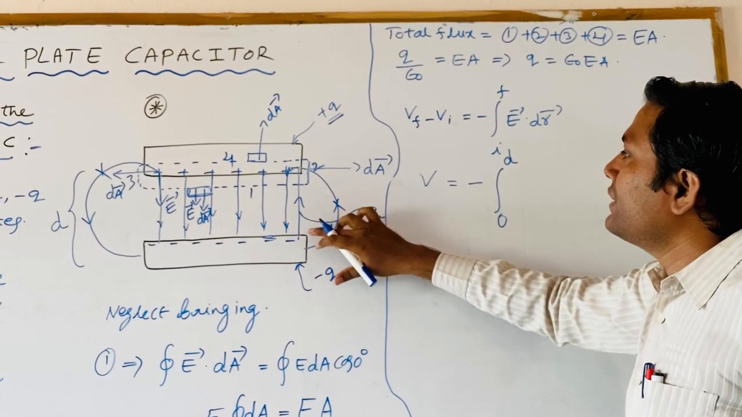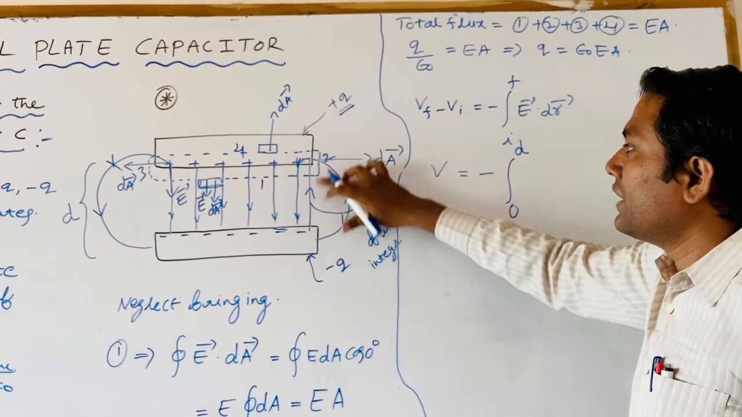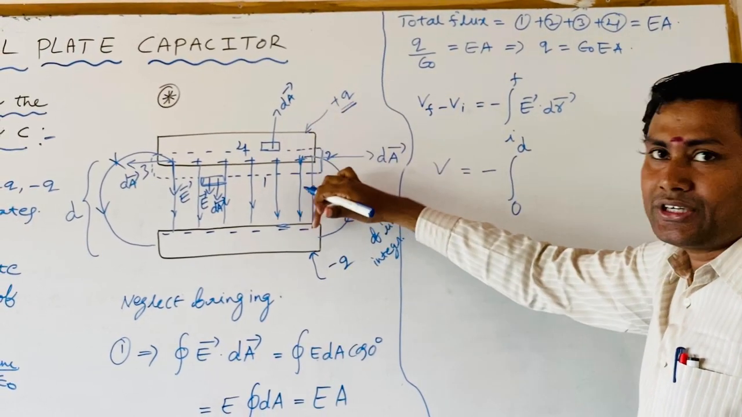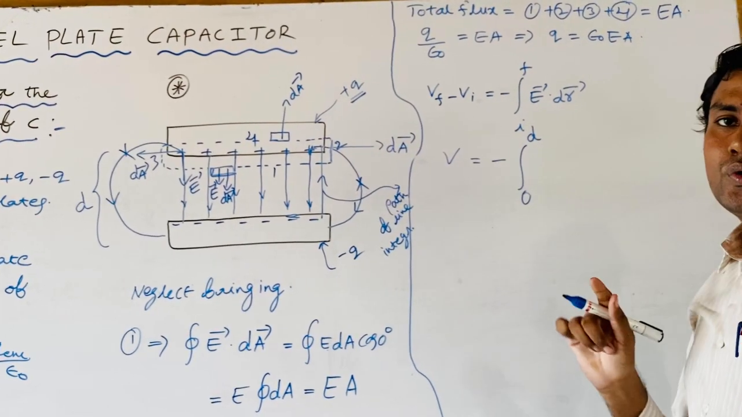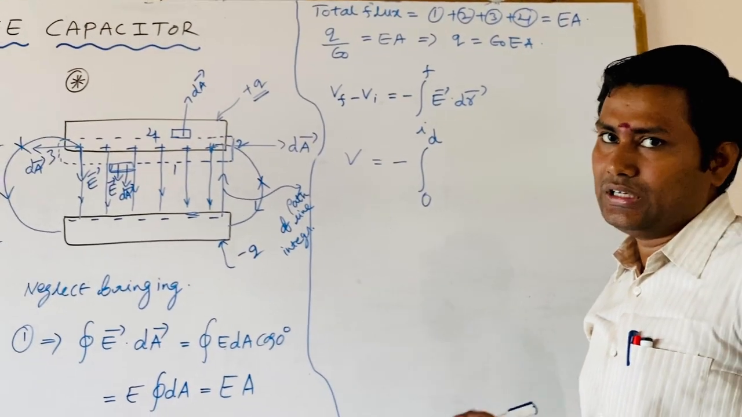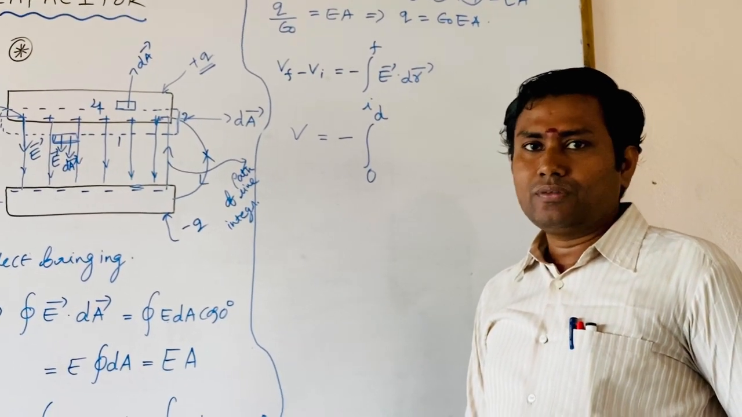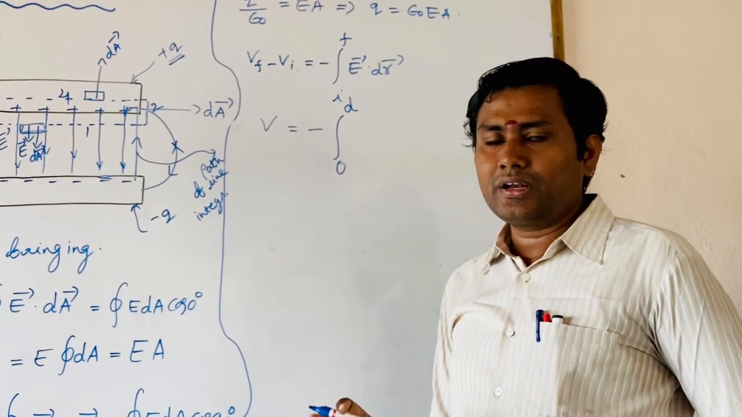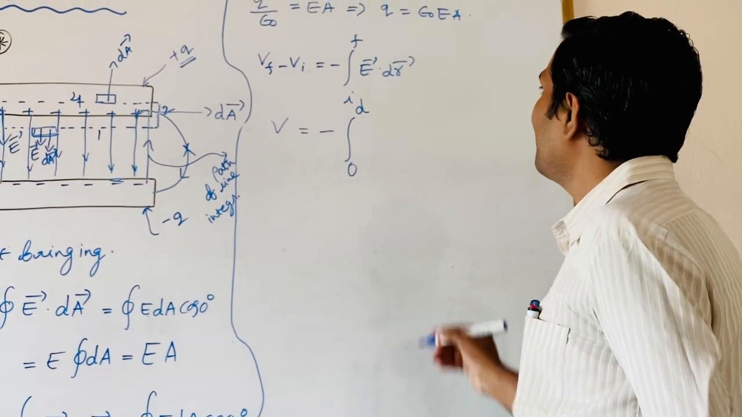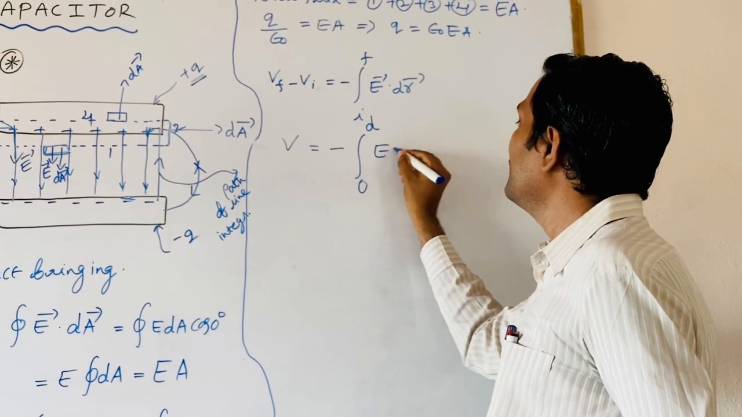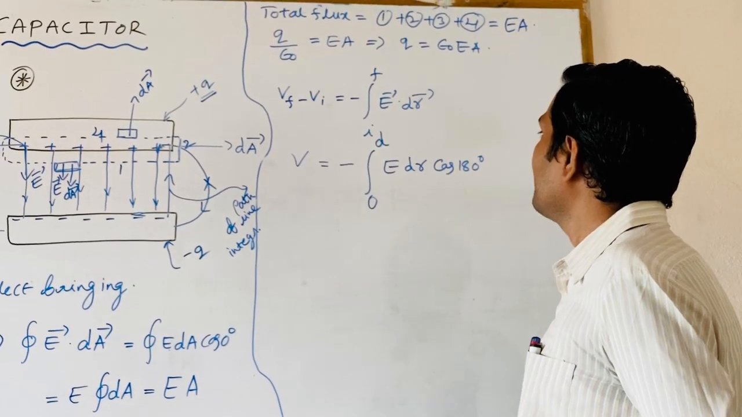So path integration upward. This path indicates dr, dr direction upward. But E bar direction downward. dr upward, E bar downward. So E bar and dr bar are opposite to each other. Since E bar and dr bar are opposite to each other, what is the angle between E bar and dr bar? The angle between E bar and dr bar is 180. That's why here we can write E dr cos 180.